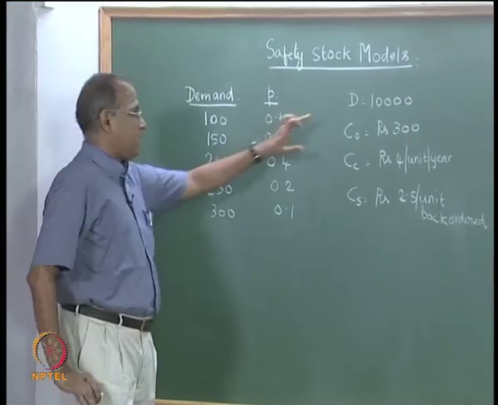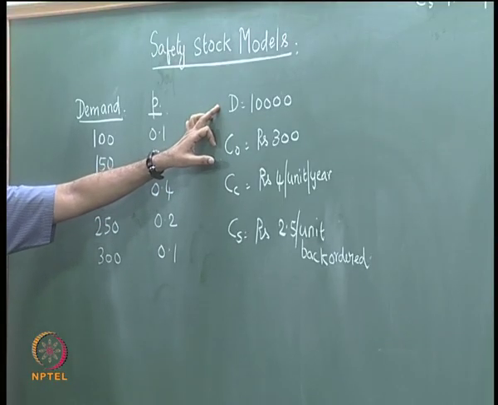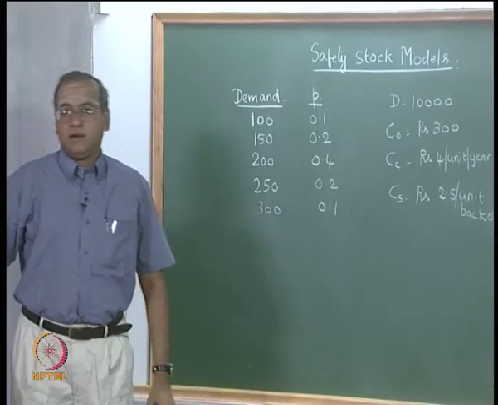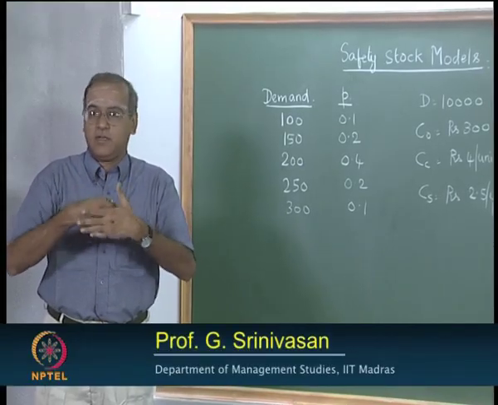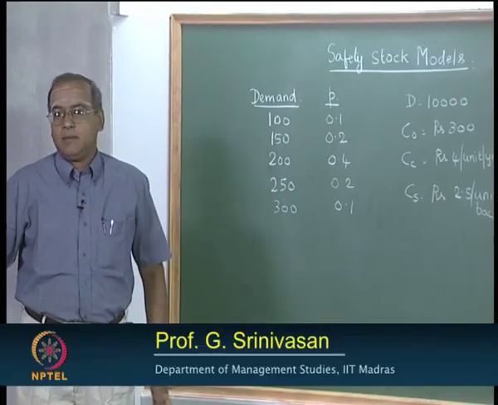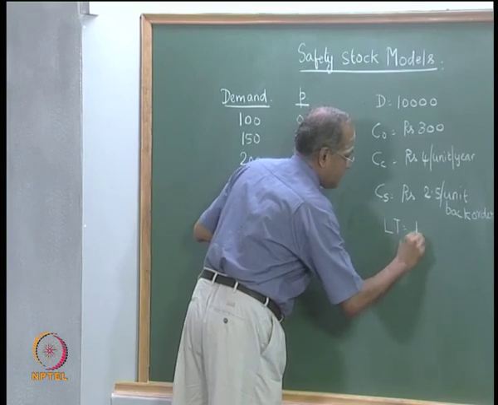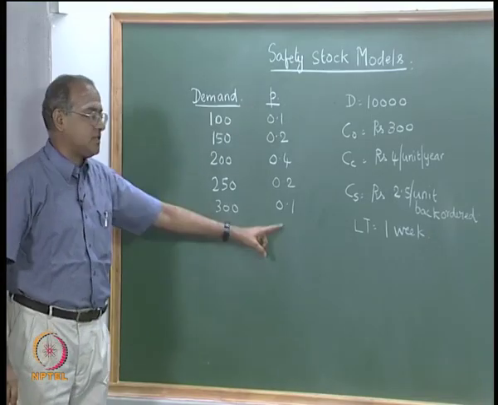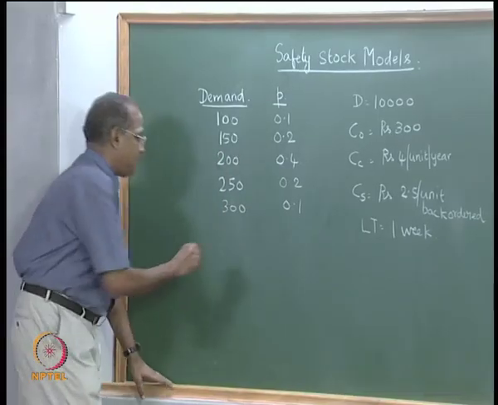We took an example where the annual demand is 10,000, and if we assume that we work for 50 weeks in a year, then the average weekly demand is 200. We said that the demand is not actually 200 every week, but it can vary. The lead time was 1 week in this example, and therefore the demand during the lead time was assumed to follow this discrete distribution with an expected value of 200.